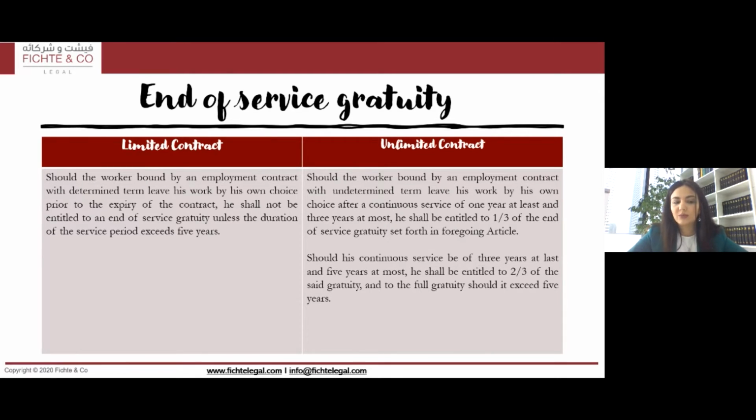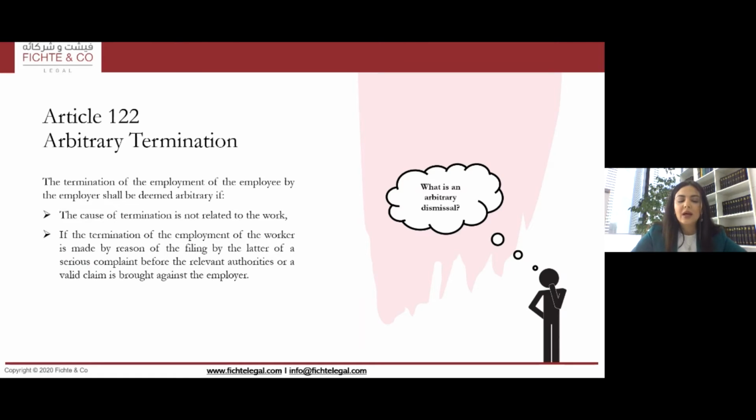So now let's move forward and also cover the topic with regards to the arbitrary dismissal. Let's see what is in general arbitrary dismissal, because we have talked about already termination of the contracts and how parties can terminate the contract. Arbitrary dismissal is a termination of the contract with the basis not related to the work.